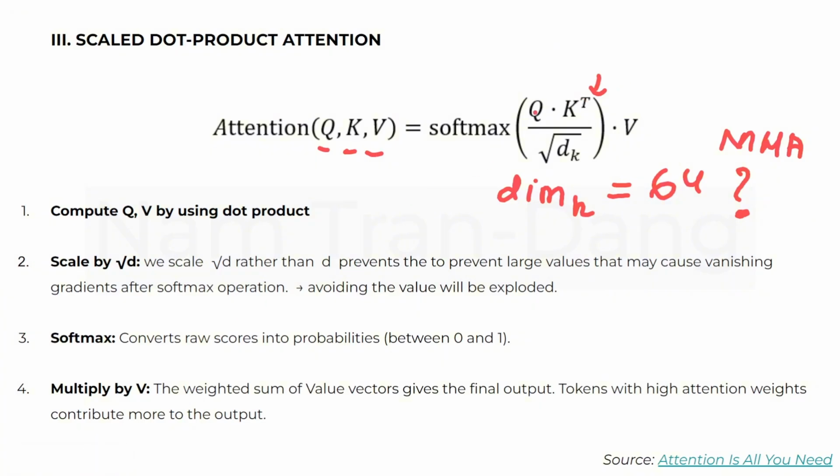And after this we use the softmax to convert the raw scores into probabilities between 0 and 1. And after this we multiply with V in order to get the attention score.